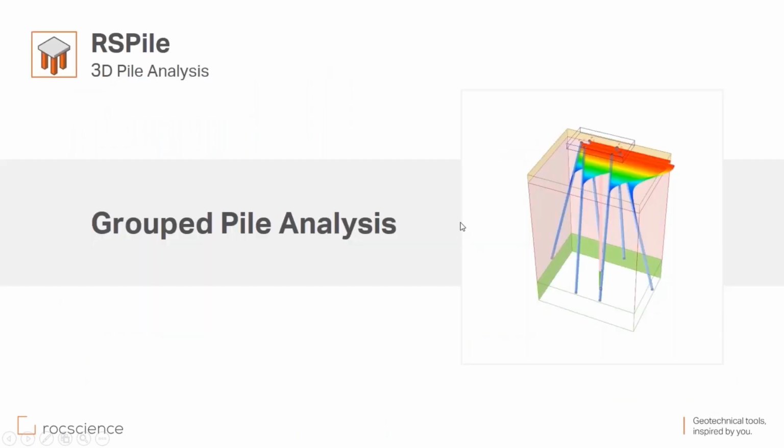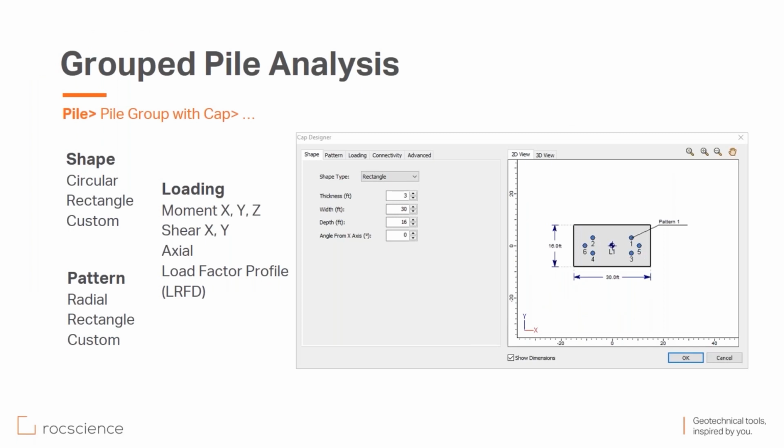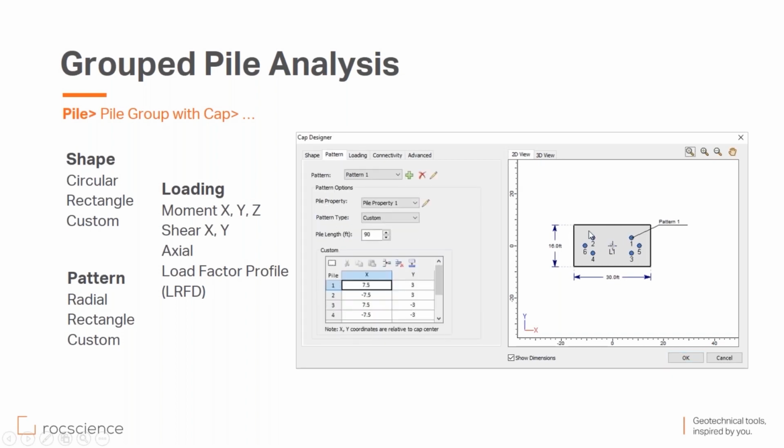So now let's move on to group pile analysis. So everything, all the properties, soil properties and pile properties that I've presented, they are shared here with group pile analysis. And there's just a new dialog, which is the cap designer. So right now, instead of adding the pile, you are adding the piles in a cap. So you're putting them in this group. So first things first, you would model the shape of your cap. You can define different shapes. Then you define the patterns of your piles in the cap. So you can have different patterns. You can have customized patterns.